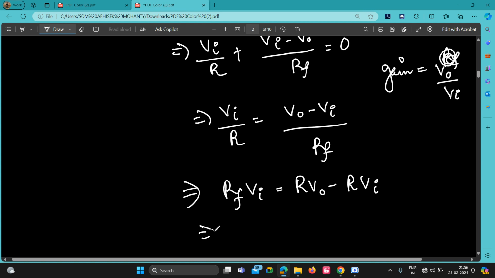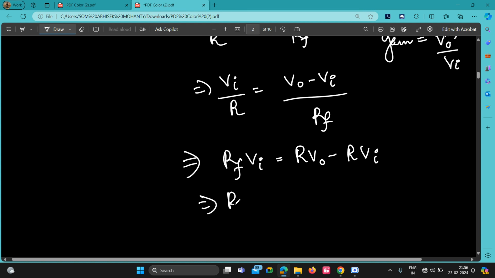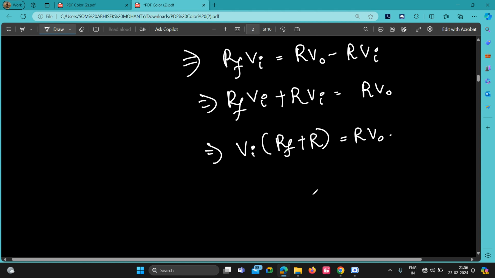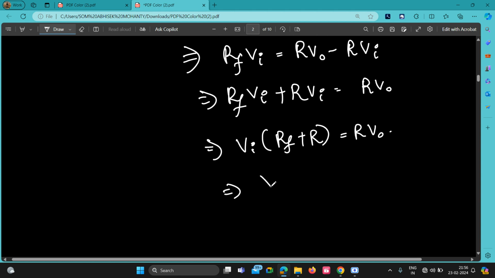Is it all right? Now what will I do? I will take this here. Rf Vi plus R Vi is equal to R V naught. Okay. So I will take Vi common. So Rf plus R is equal to R V naught. Okay. So V naught you can take this. Vi, let's take the other side. Otherwise do one thing.